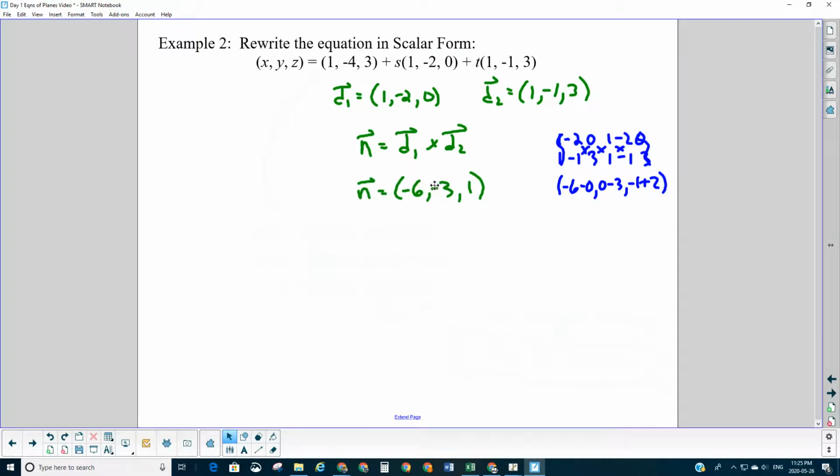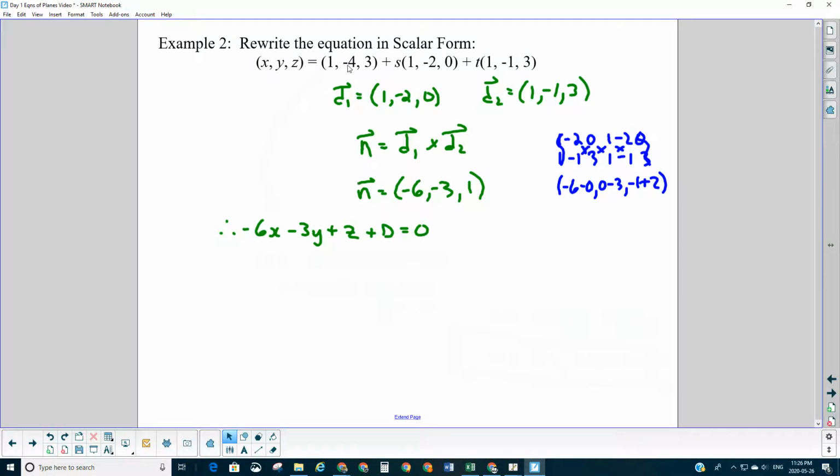All right, once I have that cross product, those become the coefficients of my equation. So there's negative 6x minus 3y plus z plus d. I'm going to deal with the negative in a second. I need to figure out the d. I need to put in a point.